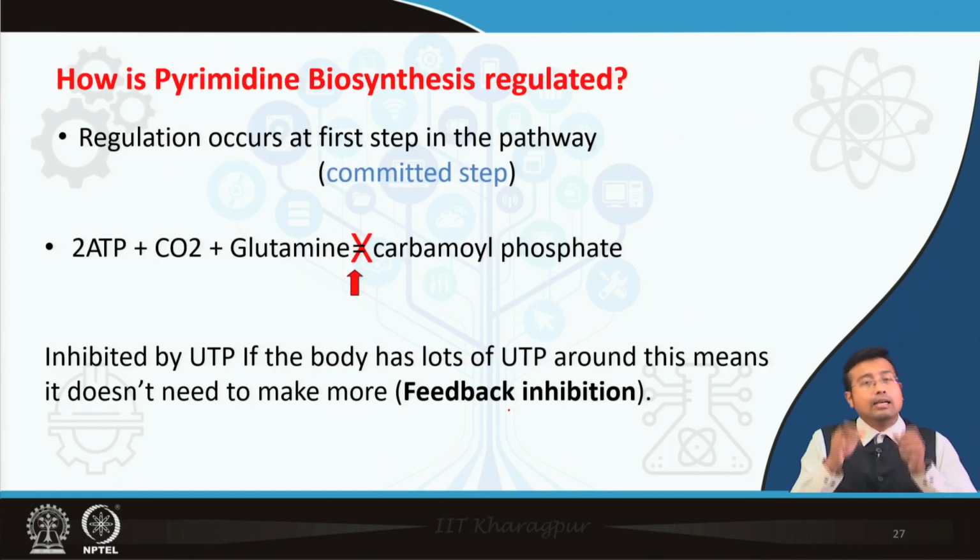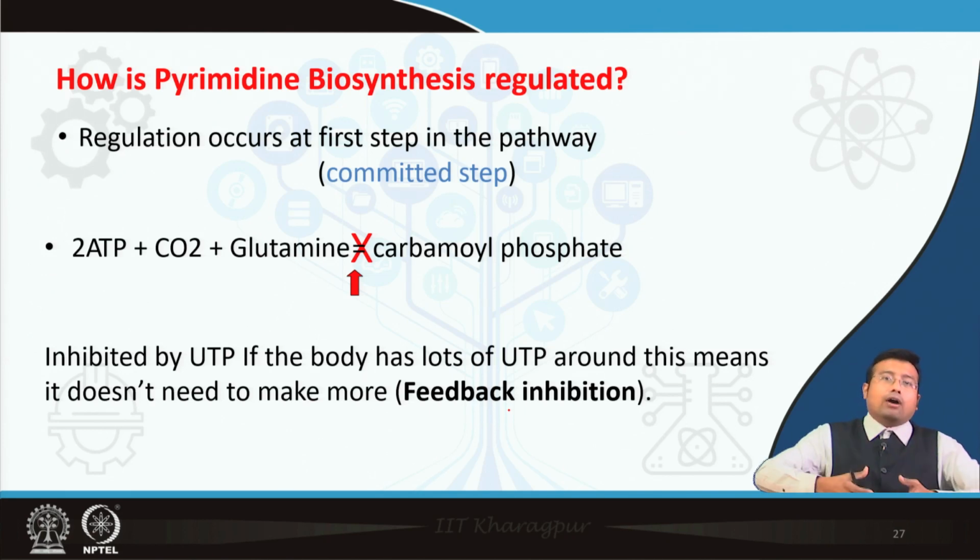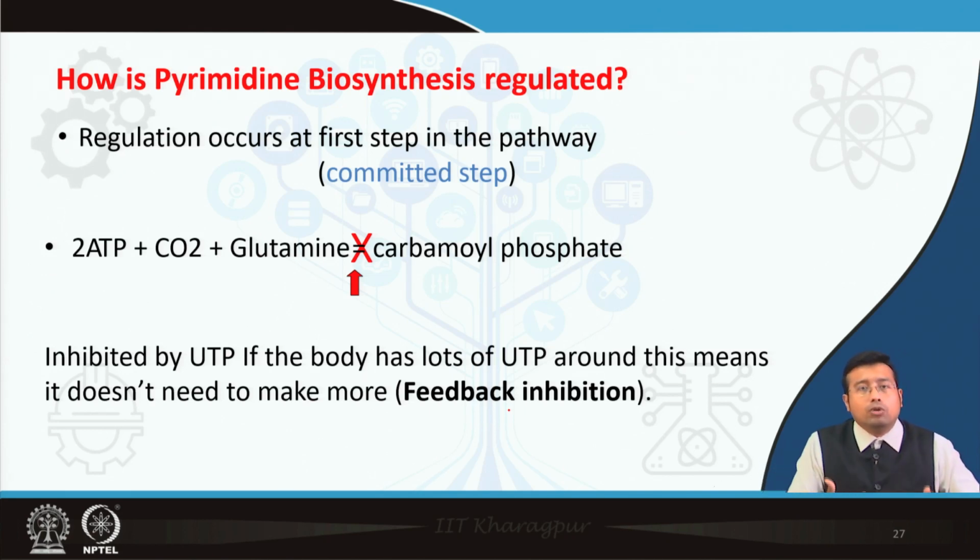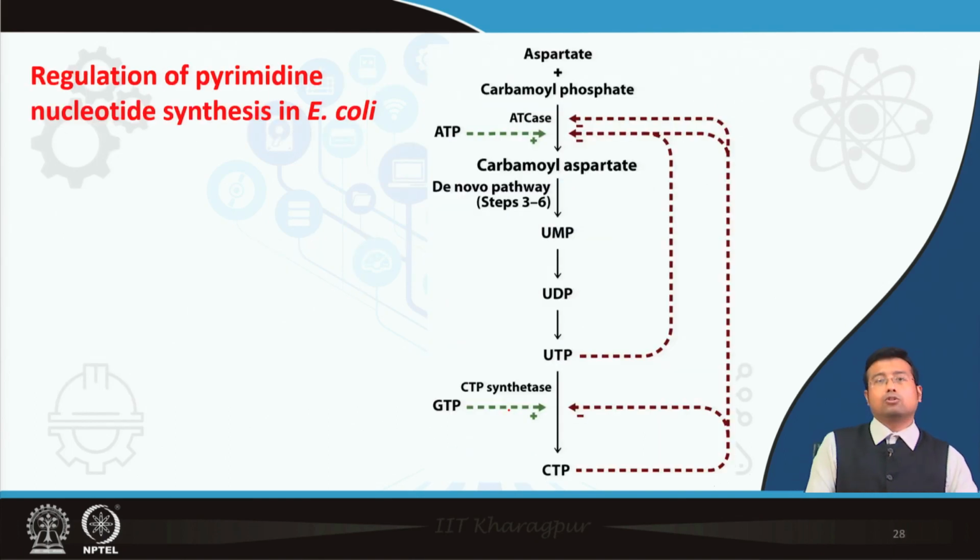How is it acting? Simply visualize, if this reaction happens, we get multiple UTP in our system. So, if our body has more and more UTP, we do not need to synthesize any more UTP. This is simply the concept of feedback inhibition. Okay. So, here is a more schematic diagram.